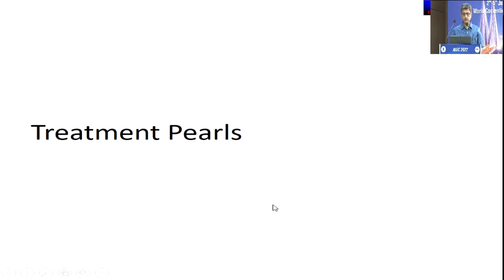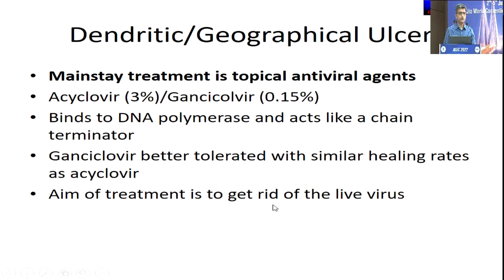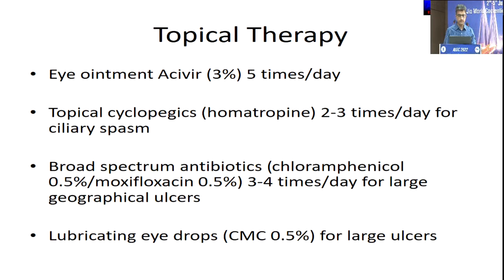Coming to the treatment of these conditions, the mainstay of treatment of a dendritic or a geographical ulcer is topical antiviral agents, as Dr. Akanksha also mentioned, and that is mainly based on acyclovir 3% ointment or ganciclovir 0.15% gel. They typically bind to the DNA polymerase and act like a chain terminator. Ganciclovir, though, is better tolerated with similar healing rates, but we still prefer acyclovir as the first line drug. And the aim of treatment here is to get rid of the infectious live virus.